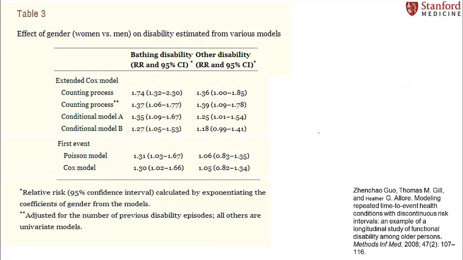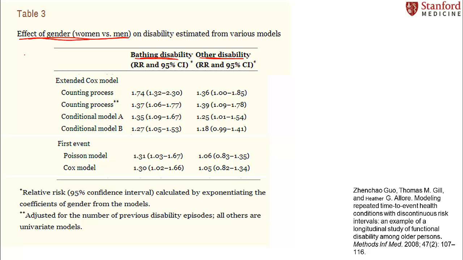And then they ran a bunch of different models looking at the outcome of either bathing disability, episodes of bathing disability, or other disability other than bathing disability. And they looked at one particular predictor, which was gender. So they compare women versus men. They're going to get hazard ratios for the risk of disability for women versus men.